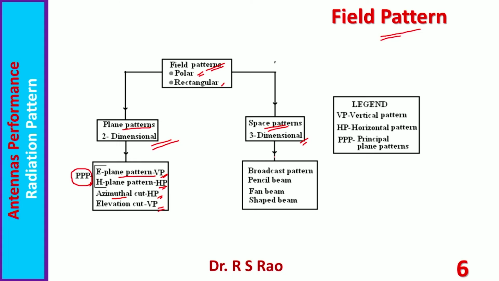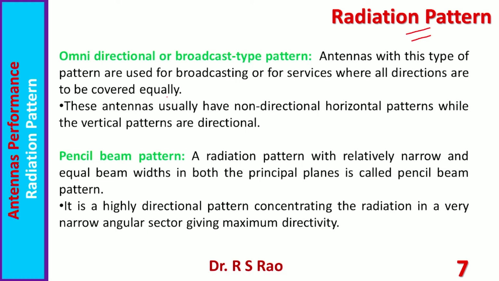In space patterns, we encounter these types: broadcast pattern, pencil beam pattern, fan beam pattern, shaped beam pattern. These are all types of three-dimensional patterns given by different antennas. Some more information regarding radiation patterns. Omnidirectional or broadcast type of pattern.